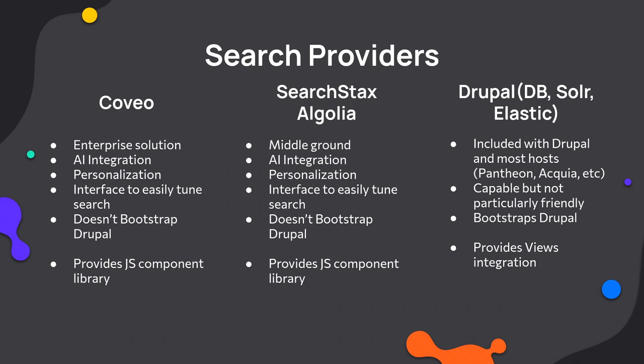In the middle, from my experience, it's like SearchStax and Algolia. They also offer various levels of AI integration, personalization, et cetera, and the benefits of being API first. That's a bit more of a budget-friendly cost in my experience. And then we have Drupal.